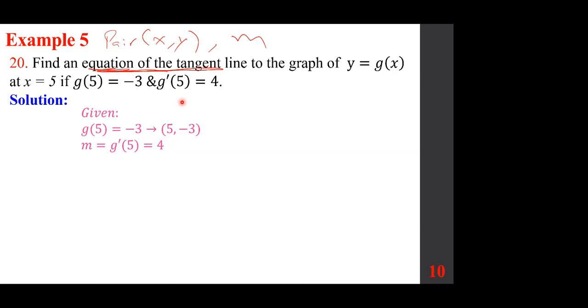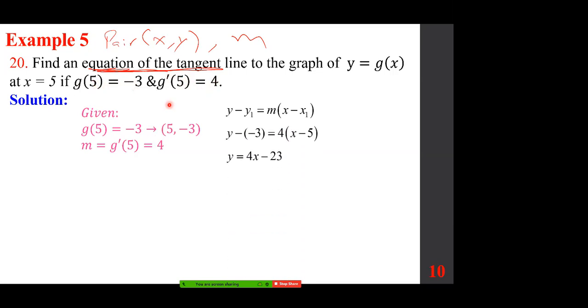Quickly, this is the pair. g of 5 is negative 3. That means 5 comma negative 3. And this is the slope. Now you plug in and you do the math. I wouldn't worry about that. I assume everybody can easily finish it. So y minus y1 equals m times x minus x1. Plug in and you are done.